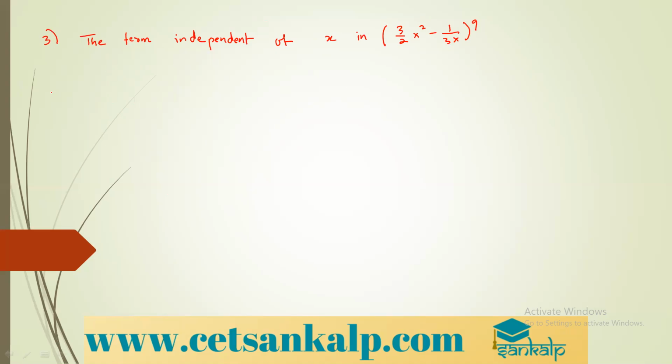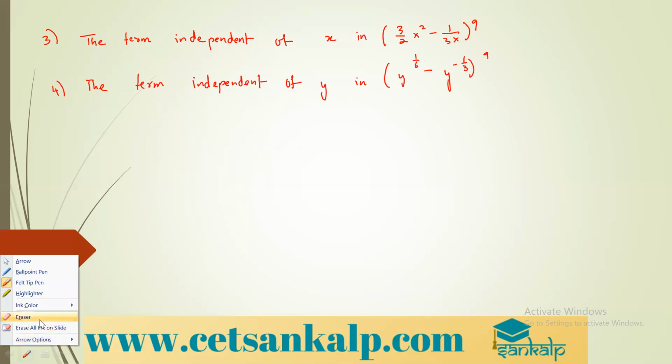This you can take as homework. I will do the next one this time. The term independent of y in y power 1 by 6 minus y power minus 1 by 3 whole power 9. Both the sums are same. So I will do one. You can do the other one as homework.